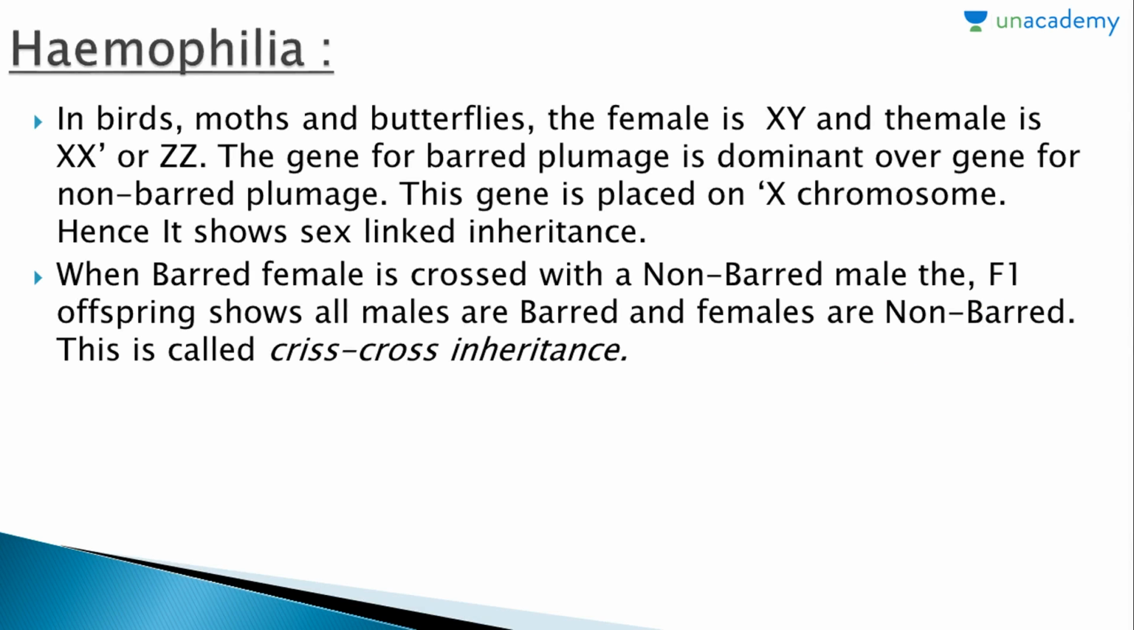Now in birds, moths and butterflies, the female is XY and the male is XX, or ZZ. The gene for barred plumage is dominant over the gene for non-barred plumage. This gene is placed on the X chromosome. Hence it shows sex-linked inheritance. When a barred female is crossed with a non-barred male, the F1 offspring will show all males barred and females not barred. This is called crisscross inheritance.